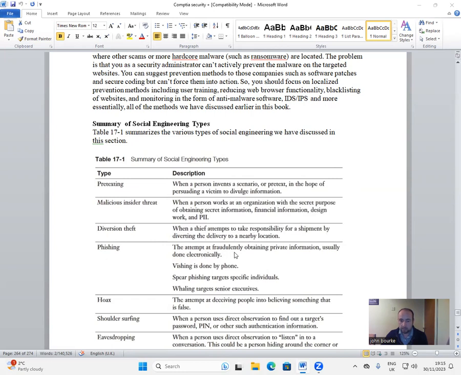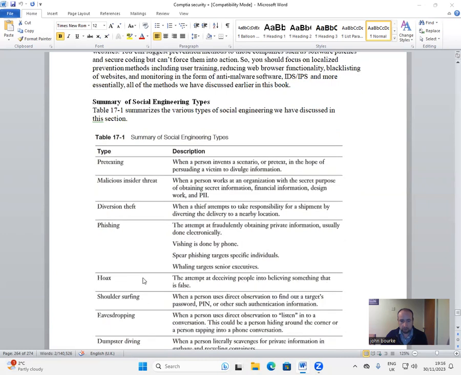Phishing, the attempt at fraudulently obtaining private information, usually done electronically. Vishing is phishing done by phone. Spear phishing, targeting specific individuals. Whaling targets senior executives. Hoax, the attempt at deceiving people into believing something that is false. Shoulder surfing, when a person uses direct observation to find out a target's password, PIN, or other such authentication information. Eavesdropping, when a person uses direct observation to listen in on a conversation.